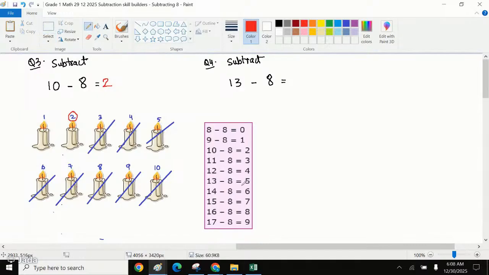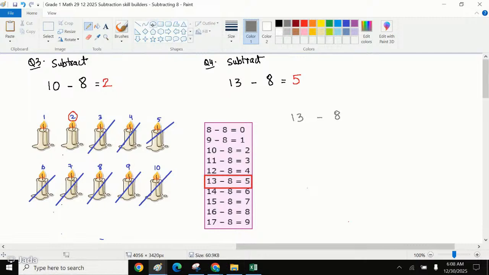13 minus 8, right? 13 minus 8 would be 5, right? So we can say 13 minus 8 equals 5. Okay, let's try doing the same question in a different manner. Let's try to use another approach since we know we have 10 fingertips with us. So let's try to count it on our fingers. The original question said 13 minus 8, right?